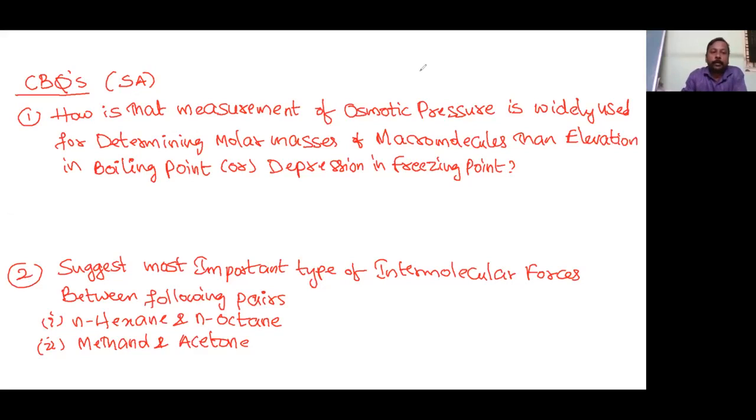Okay, now we are going to start with some CBQs, conceptual based questions. Conceptual based questions are very important, not only for boards. They can be converted into MCQs, multiple choice questions, also. So in the board exam, it is very difficult to deal with these types of questions.